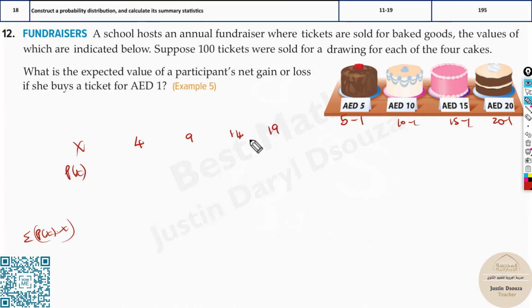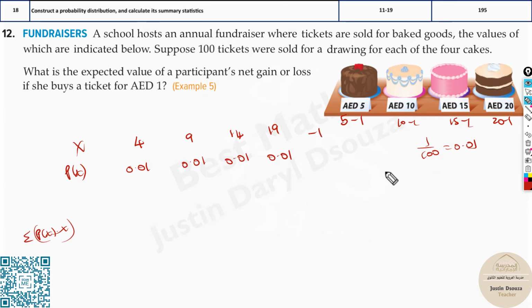Okay, let's write the probabilities. There are 100 tickets, only one ticket is bought, so it is 1 by 100, that is 0.01. So let's write 0.01. Even over here, it's the same thing, 0.01, 0.01, 0.01. Are we missing something? What is the loss? The loss is 1 dirham, that is already given, right? If this particular participant doesn't win anything, 1 dirham is gone. So that's minus 1. What is the probability of this happening?